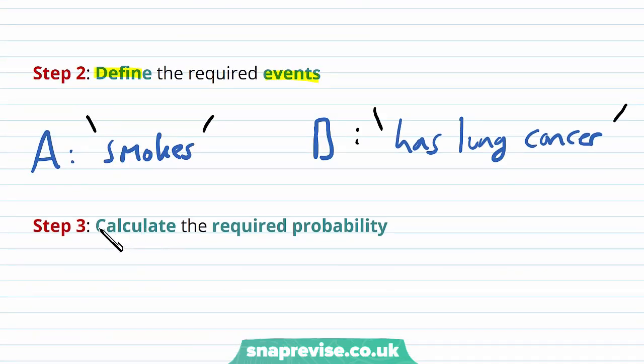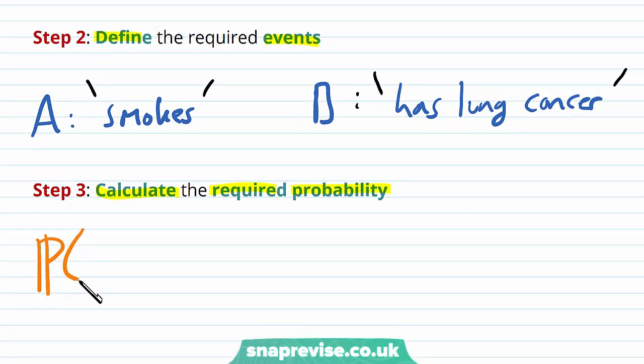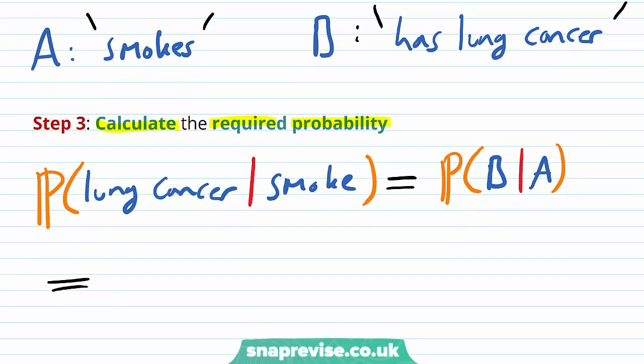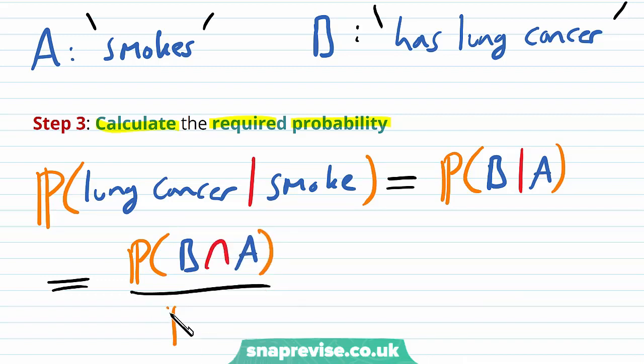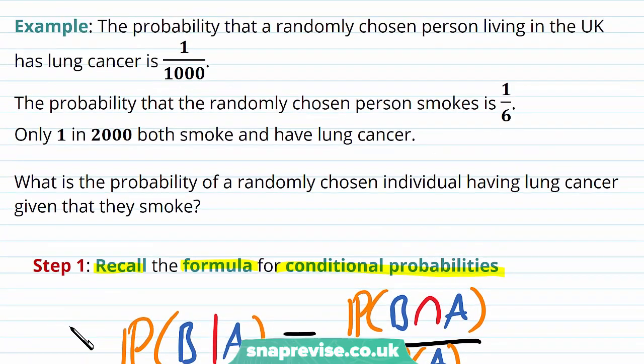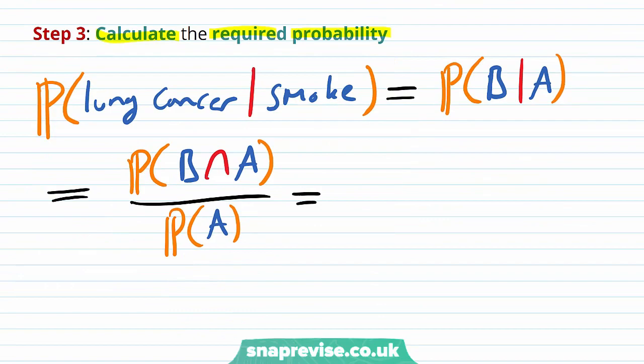Our third step is to calculate the required probability. We'd like to find the probability that the person has lung cancer given that they smoke. This is the probability of, by our definition of our events, B given A. By our formula, this is the probability of B intersected with A divided by the probability of A. And now we can use our information in the question. The probability of B and A is the probability of having lung cancer and smoke, which is 1 in 2,000. So that's 1 over 2,000.